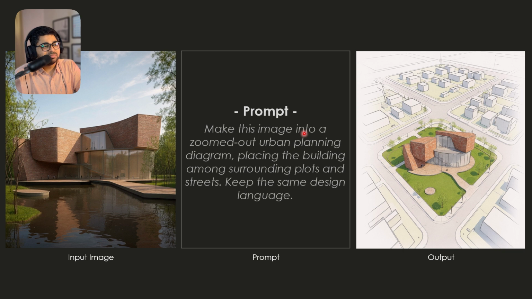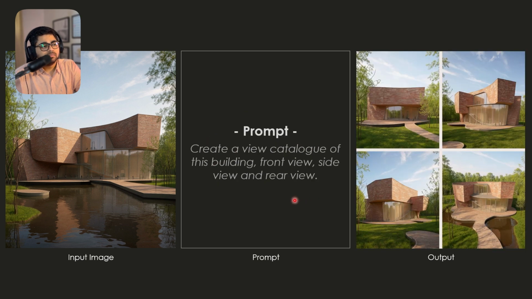Then I was like, make this image into a zoomed out urban planning diagram. Then I asked it to make a view catalog of the building, front view, side view, what I did earlier in the tutorial as well. Again, the same output. Not really consistent across the board.